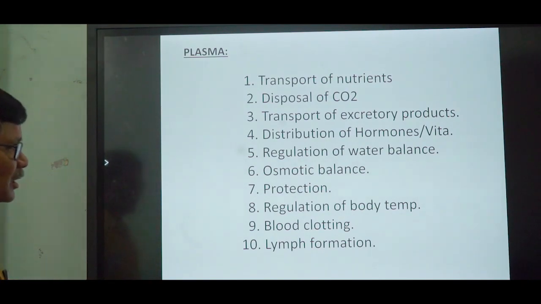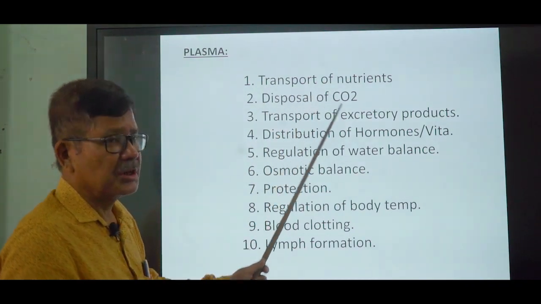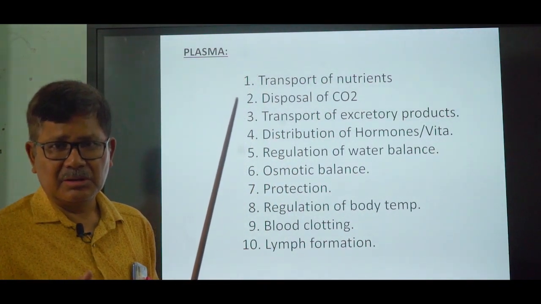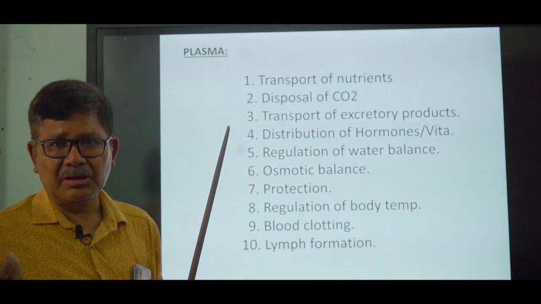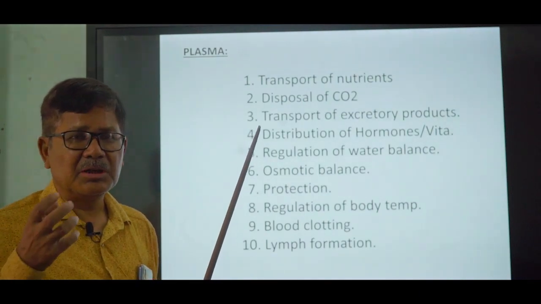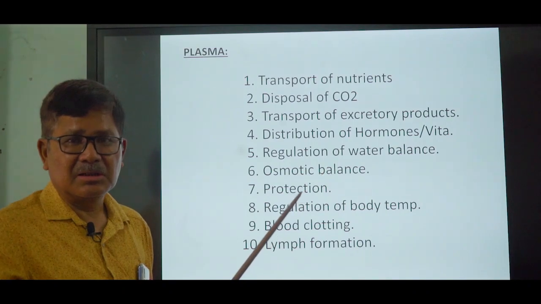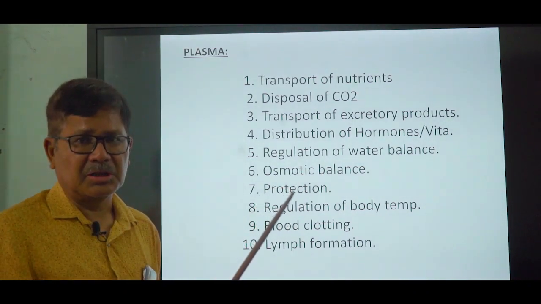So what are the functions performed by the plasma? The plasma performs so many functions, and first of all, transport of nutrients. After digestion of food inside our alimentary canal, the food goes to the blood, and in the blood it mixes with the plasma, and the food substance is transferred to different parts of the body, to the whole body cells.